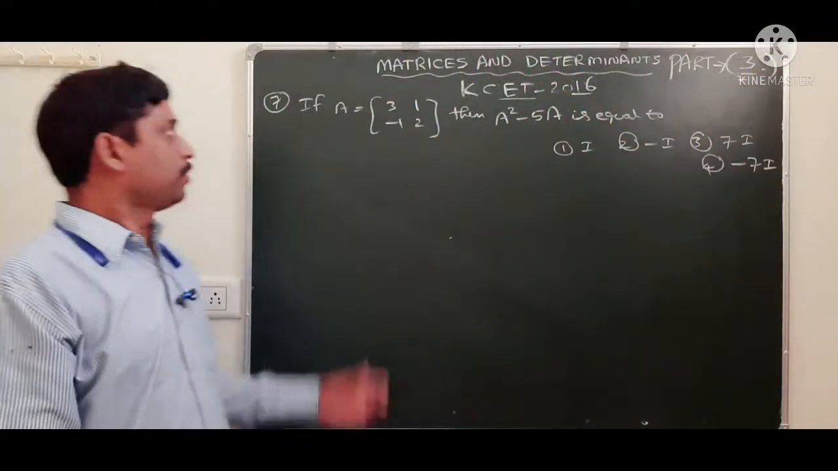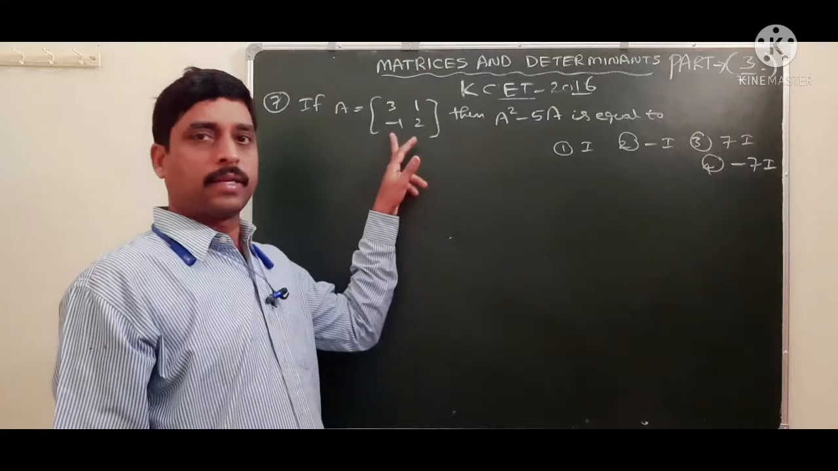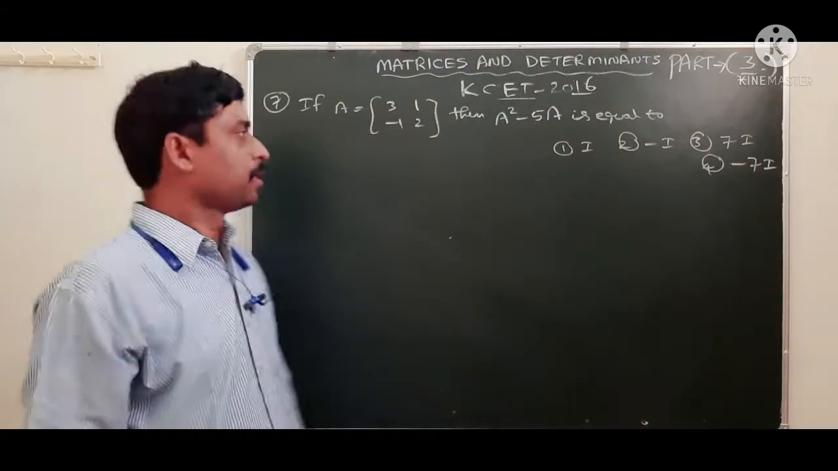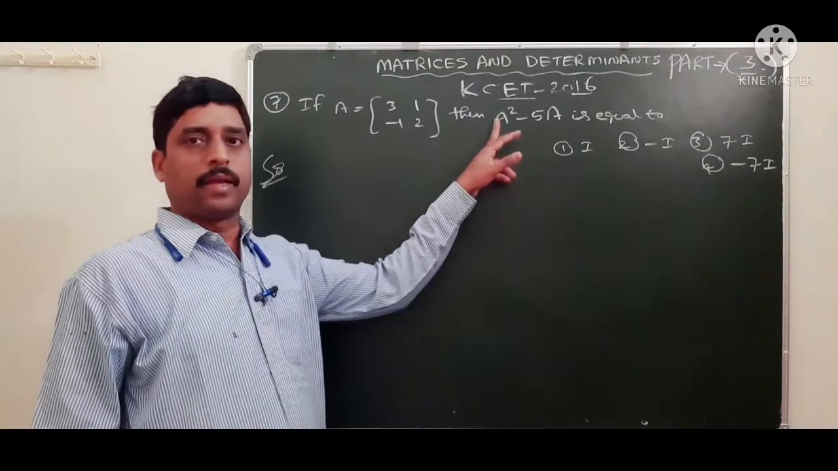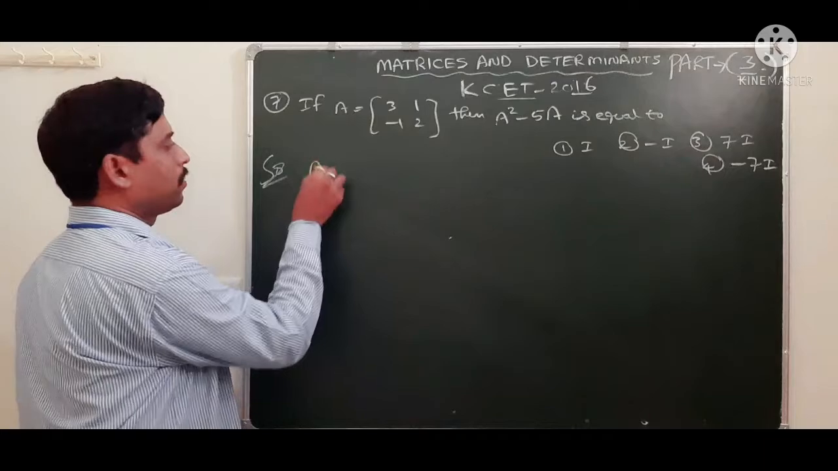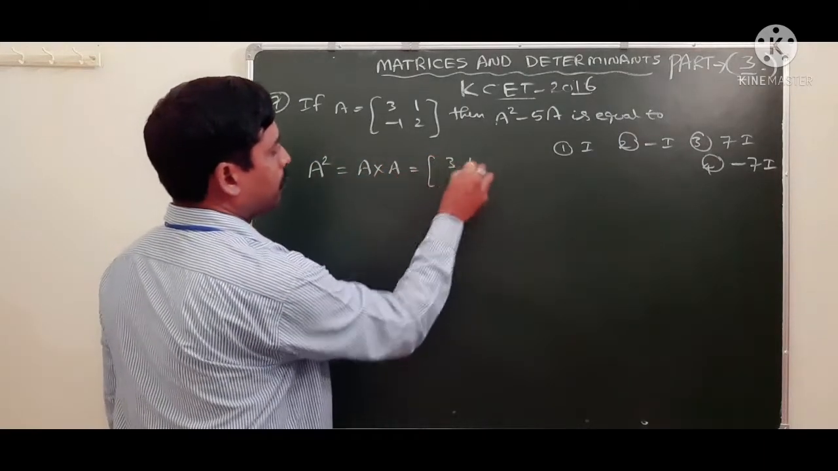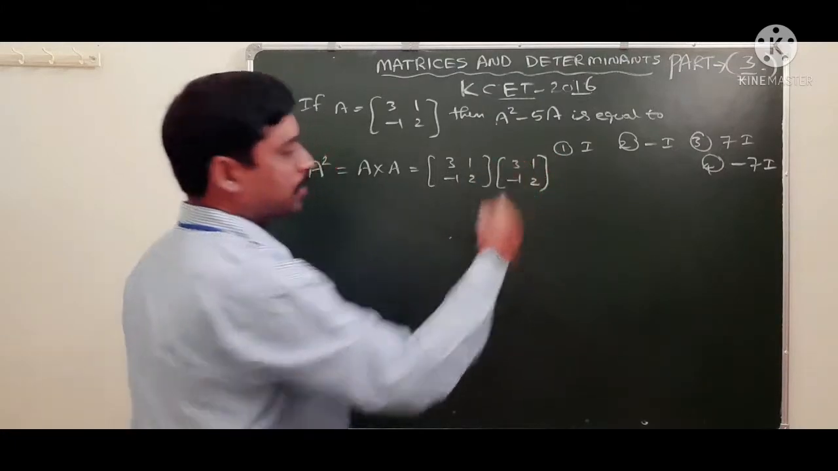Let us go to the next problem. This is from a 2016 question. One 2 by 2 matrix is given. Then find the value of A square minus 5A. First, we have to find A square. A square is equal to A into A. So what is A given? 3, 1, minus 1, 2 into 3, 1, minus 1, 2.